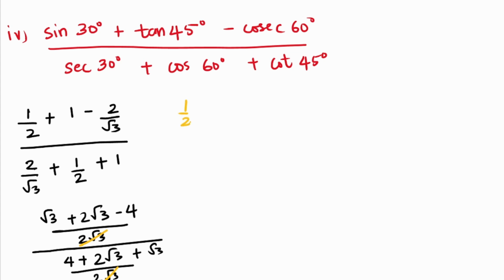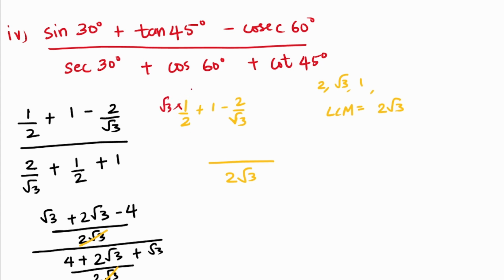We have 1 by 2 plus 1 minus 2 root 3, right? Here the denominators are 2, 3 and 1. So while taking the LCM, the common denominator will be 2 root 3. Over here the denominator is 2. In order to have 2 root 3 as a denominator, we should be multiplying the numerator and the denominator over.